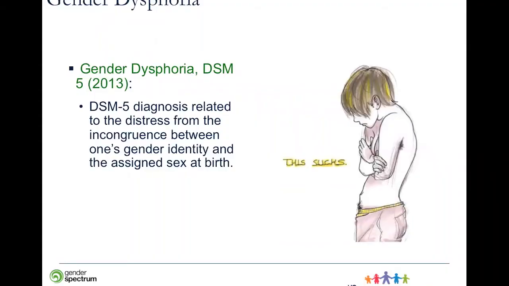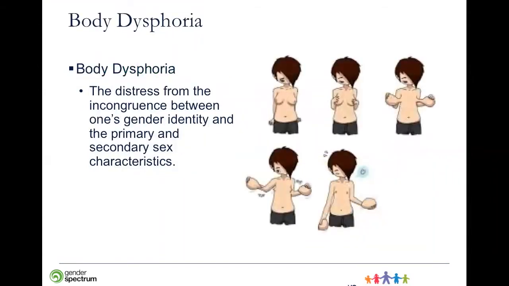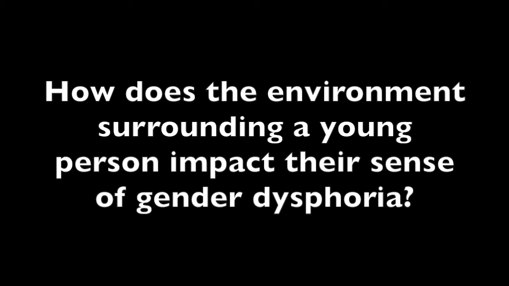What is gender dysphoria? It's a mental health diagnosis that's outlined in the DSM-5, and it's a diagnosis related to the distress between the incongruence between one's internal sense of gender identity, and the assigned sex at birth. Related to this is body dysphoria. Body dysphoria is the distress between the incongruence between one's gender identity and the primary and secondary sexual characteristics. The primary characteristics are those ones that you're born with, and the secondary sexual characteristics are the ones that occur at puberty.